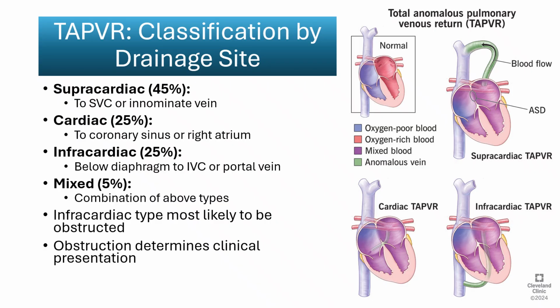The clinical relevance of this classification lies in predicting presentation and surgical complexity. Obstruction is common in infracardiac connections and leads to emergent symptoms. Supracardiac and cardiac types are more likely to be unobstructed and present later with heart failure. Accurate identification of the drainage site is therefore essential for surgical planning and risk assessment.